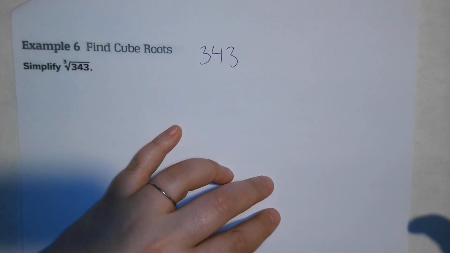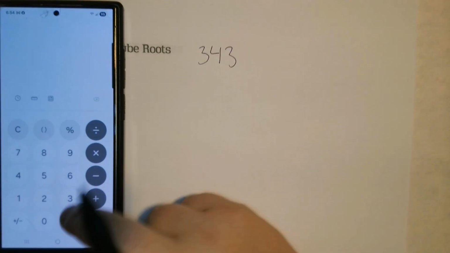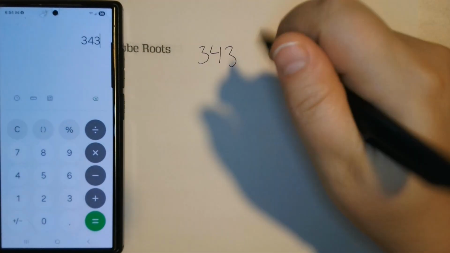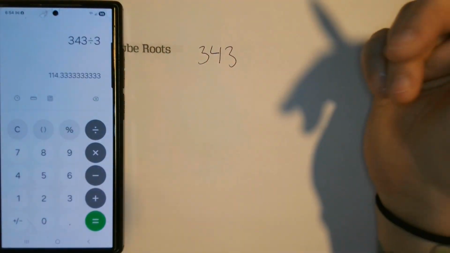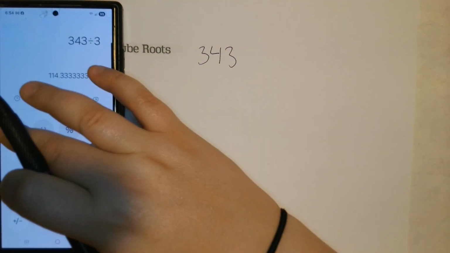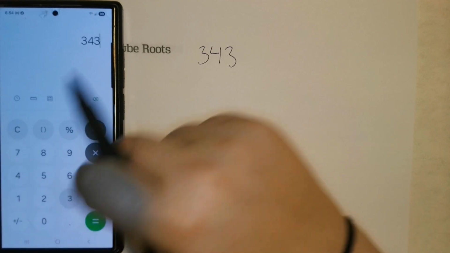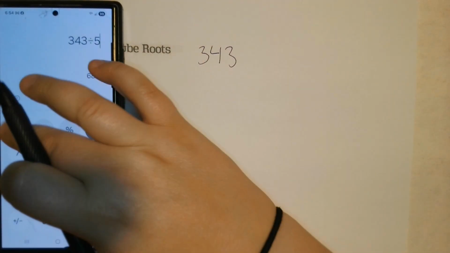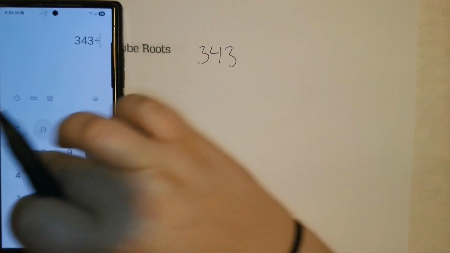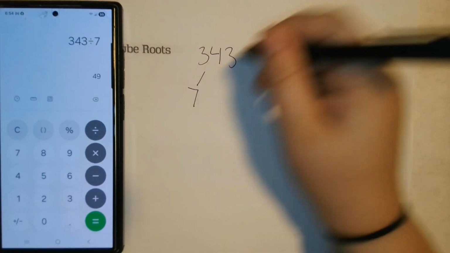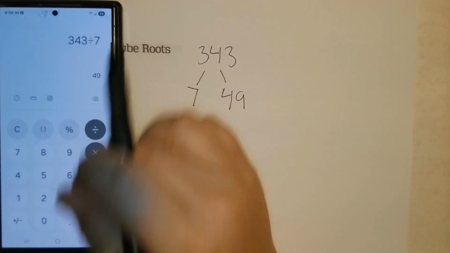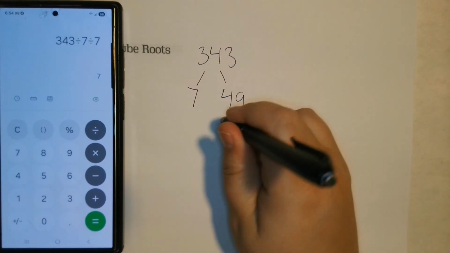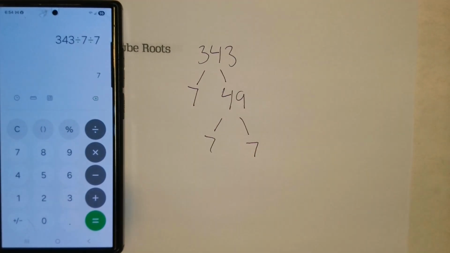Okay, so I have the number 343. When I divide, I'm going to look for groups of 3. So 343, it ends in a 3. It should be divisible by 3, right? Wrong. So 343 divided by 5. Nope. 343 divided by 7. There we go. That gets me 49. And then I know that 49 is divisible by 7. And it gets me 7.